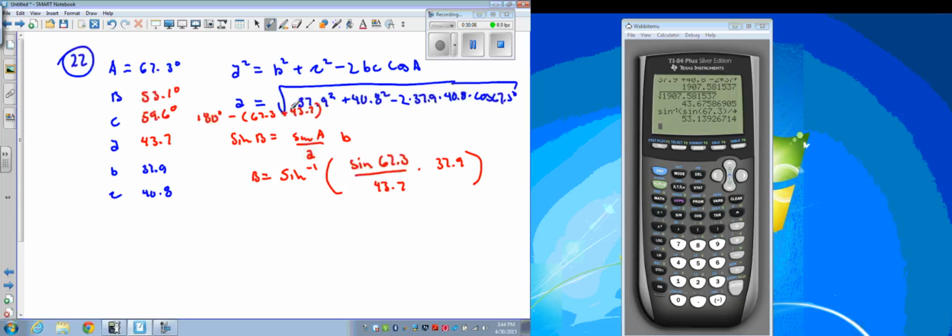This was a 53.1. I put a side down there. I got 52.9. What did you get? Okay. So everyone good with that? Yeah.